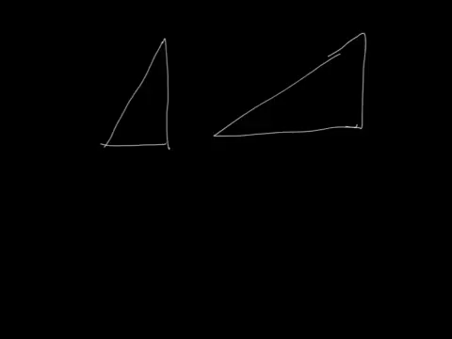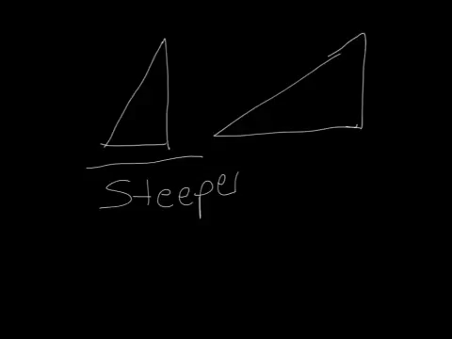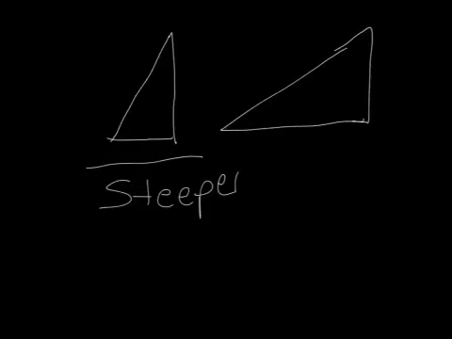Now we can agree that this ramp is going to be steeper than the adjacent ramp. Why is it that we say that this ramp is steeper? It's going to be because this ramp has a greater vertical change at y compared to its horizontal change than this ramp does. In other words, the steeper the ramp, the larger the change in y compared to the change in x is.